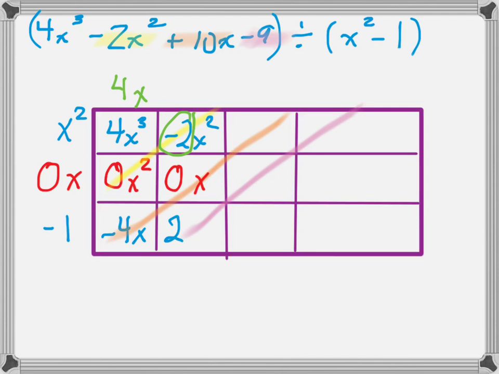So now we're going to look at the orange diagonal. We have negative 4 plus 0, and I need to get to 10. What needs to be that last spot? 14. Oh, I forgot to put it up here.